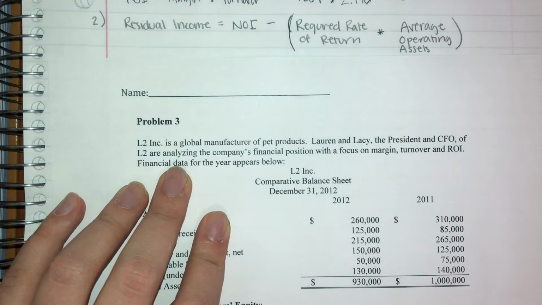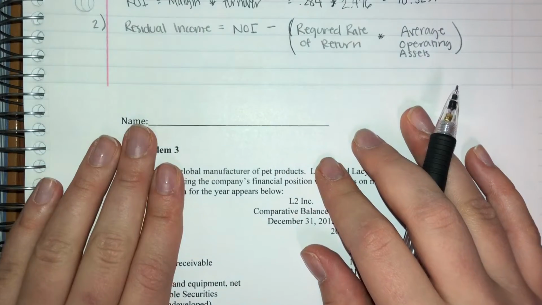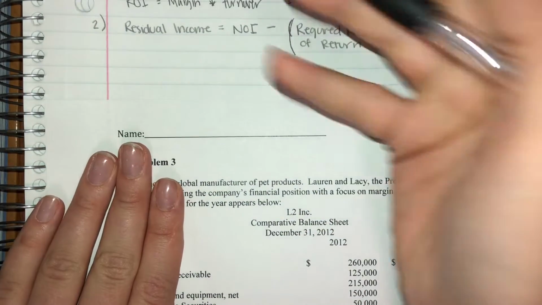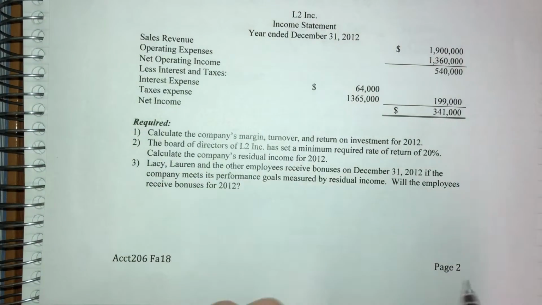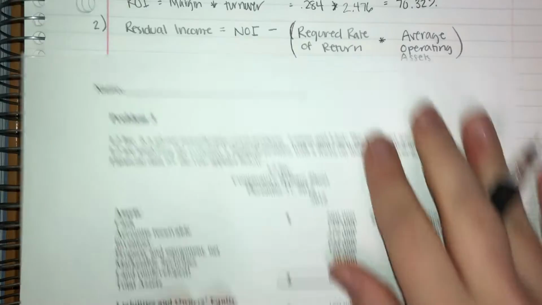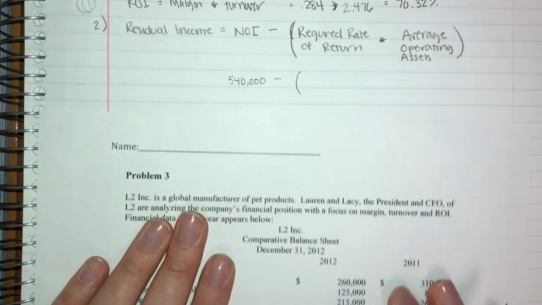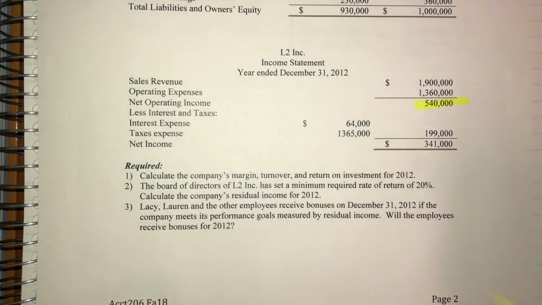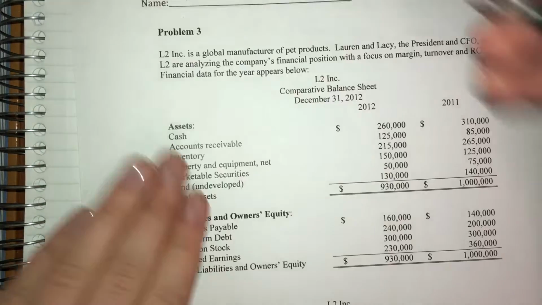So luckily we already determined some of this, so it'll be quick for us. So the net operating income is $540,000. And we got that from this number right here. You guys can see that. Okay. The next thing we want to do is determine the required rate of return, which was actually also given to us. So I should have highlighted that. My apologies. So that's 20%.